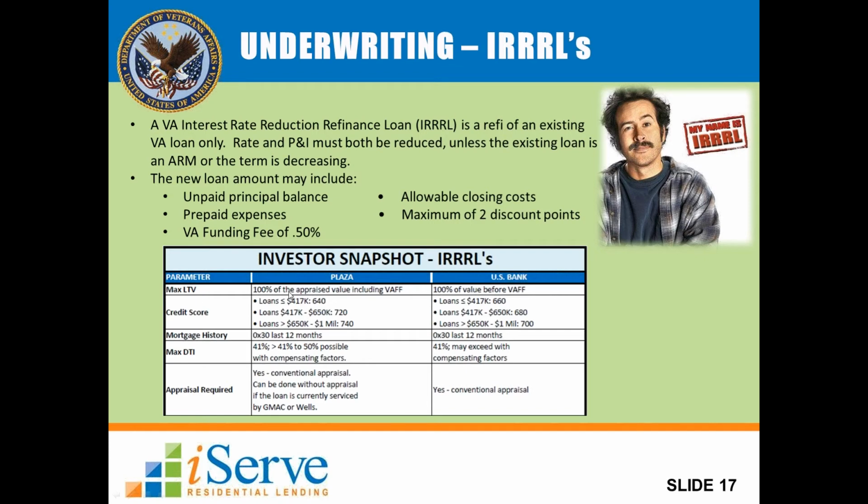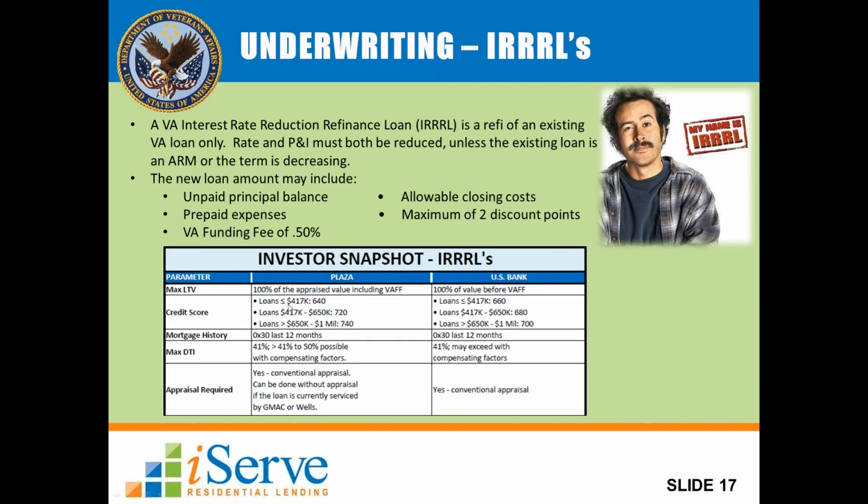Max LTV, want to make this distinction for Plaza. They're going to max out the LTV at 100% of the appraised value, including that 0.5 point VA funding fee. U.S. Bank, on the other hand, will allow 100% plus the VA funding fee on the Streamline. You can go over and above 100% LTV.